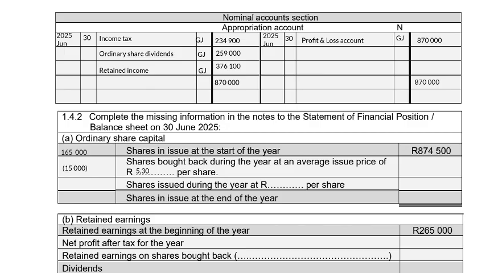So we subtract 79,500 Rand. Remember, when we subtract something, we put it in brackets. And the 79,500 we calculated by taking the 15,000 shares times 5 Rand 30.